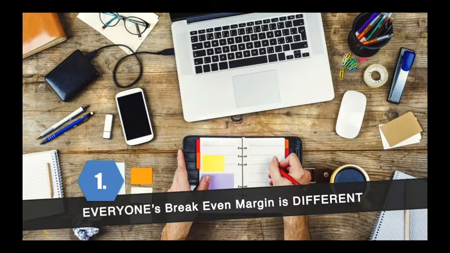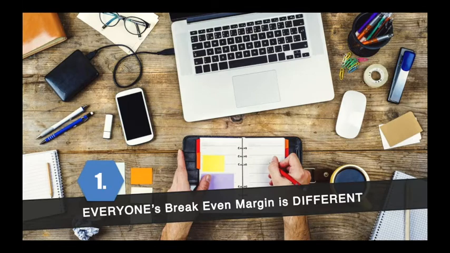Here's the number 1 principle. The number 1 principle is that everybody's break-even margin is different. So let me just explain to you very quickly. We're going to get in depth into each of these principles in a second. But your break-even margin is basically how much margin you need to put on your quotes to cover your overhead expenses, basically to keep the lights on.